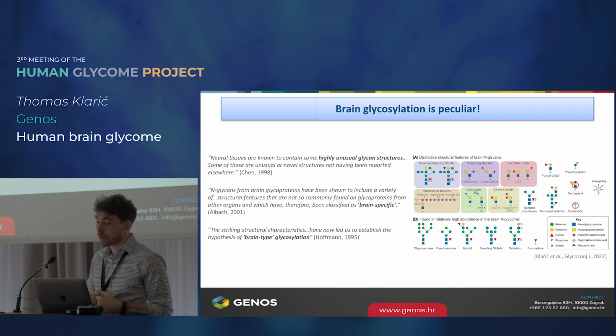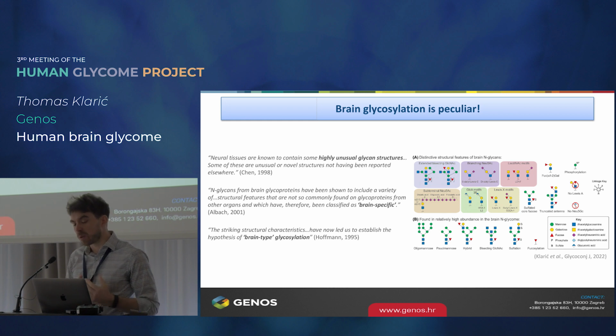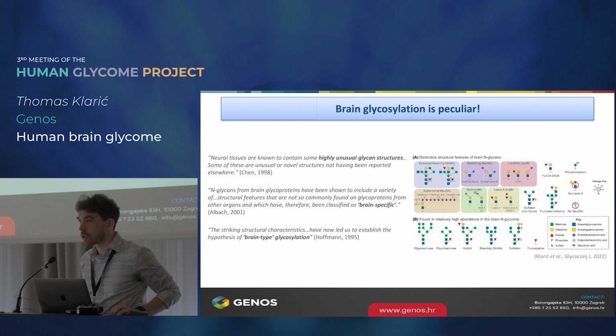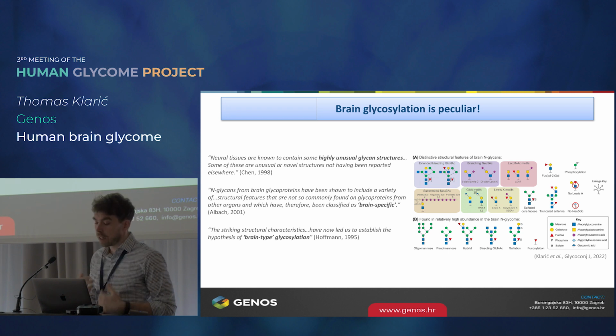The brain has a very characteristic N-glycoprofile, largely due to some very unusual structures which are not present or rarely present in other tissues, and structurally they're very unique. So that presents a challenge when we're trying to structurally annotate the brain N-glycome, because not only do you have to think about all the regular types of glycans, we always have to consider these tricky ones as well.